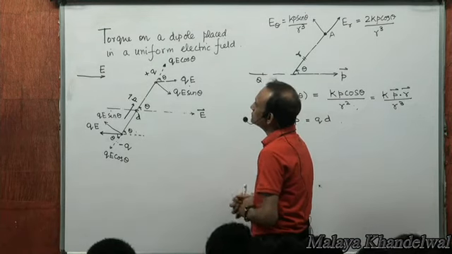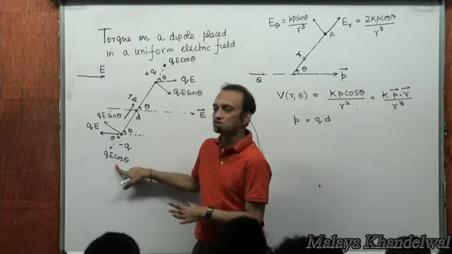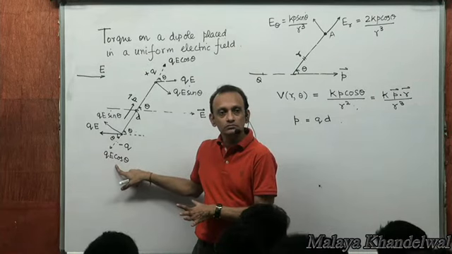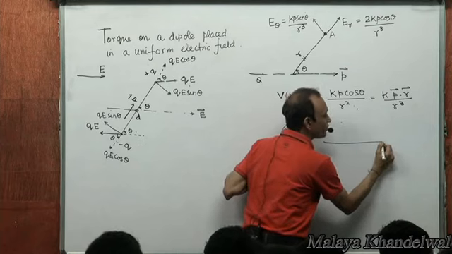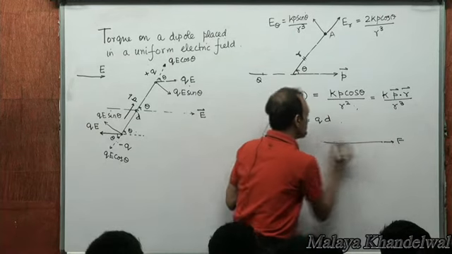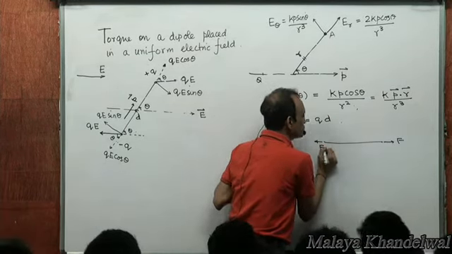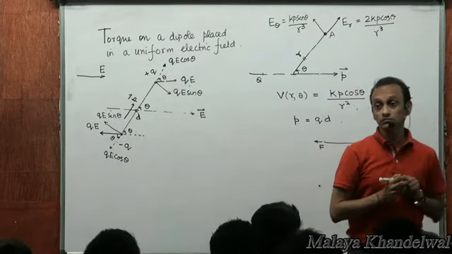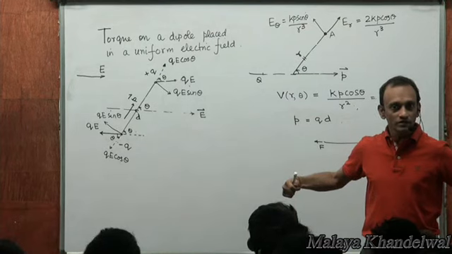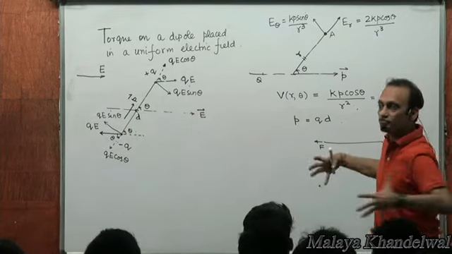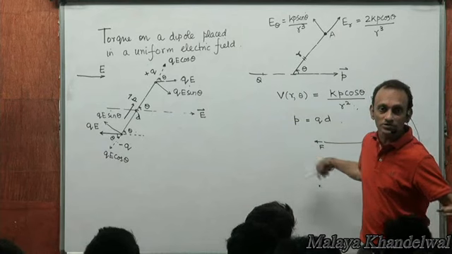Now, qE cos theta will get cancelled. They will produce no torque. See, if there is a rod, alright, if there is a force F like this and there is a force F like this, will it produce any torque on the rod? No. These two forces will not produce any torque on the rod, right? It will only cause deformation on the rod. It will not produce a torque on the rod.